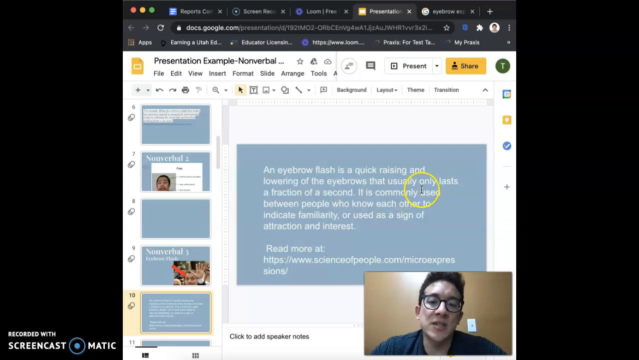And the eyebrow flash is a quick raising and lowering of eyebrows that usually only lasts a fraction of a second. It is commonly used between people who know each other to indicate familiarity or used as a sign of attraction and interest. So I could demonstrate that, like when you say hello, you probably do this already. You say hello like this, hello, hey. It's a pretty discreet but expressive thing to do with your eyebrows.